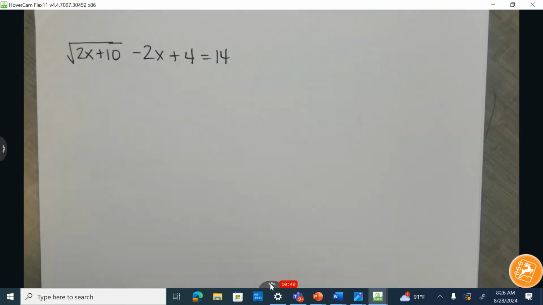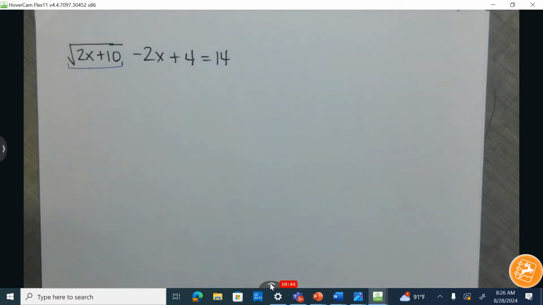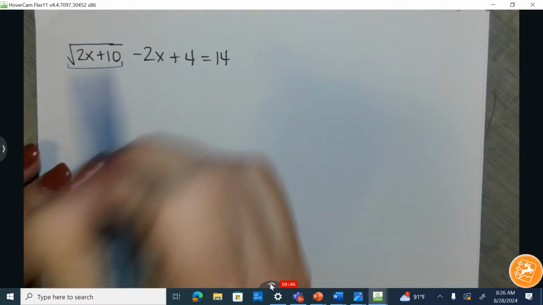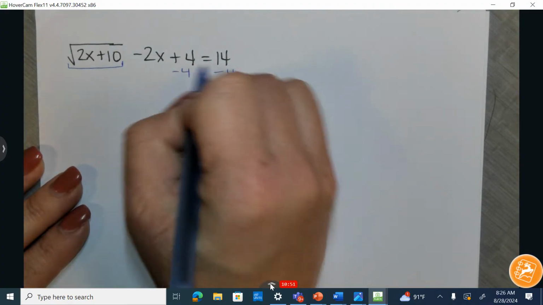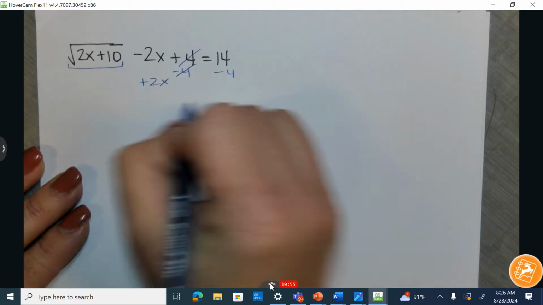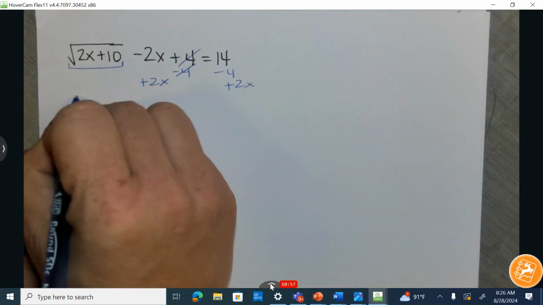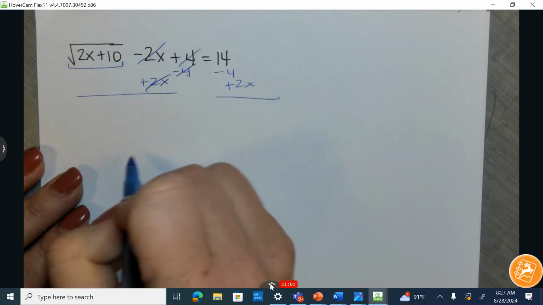This is our third main example, and just like examples 1 and 2, we want to start by getting the radical by itself. So how do I do that? Well, I need to move these to the opposite side. So opposite of a positive 4 is a negative 4, and opposite of a negative 2x is a positive 2x. These are additive inverses. Same term, different signs.